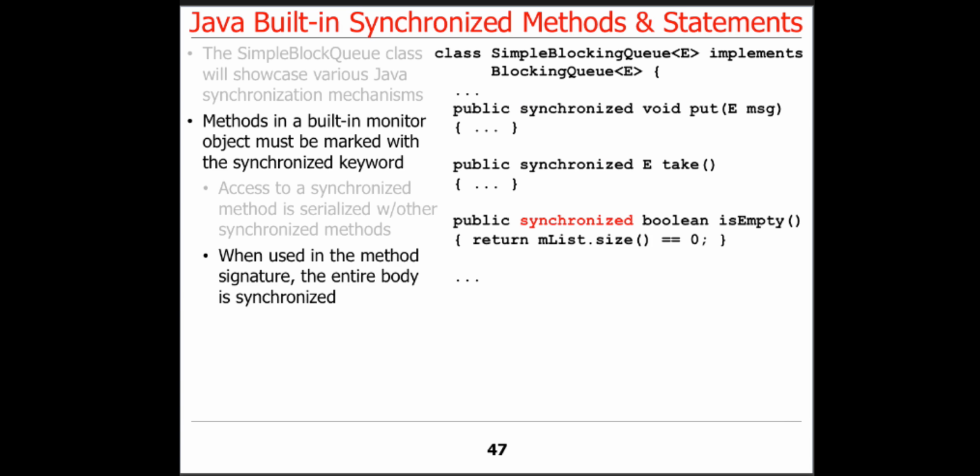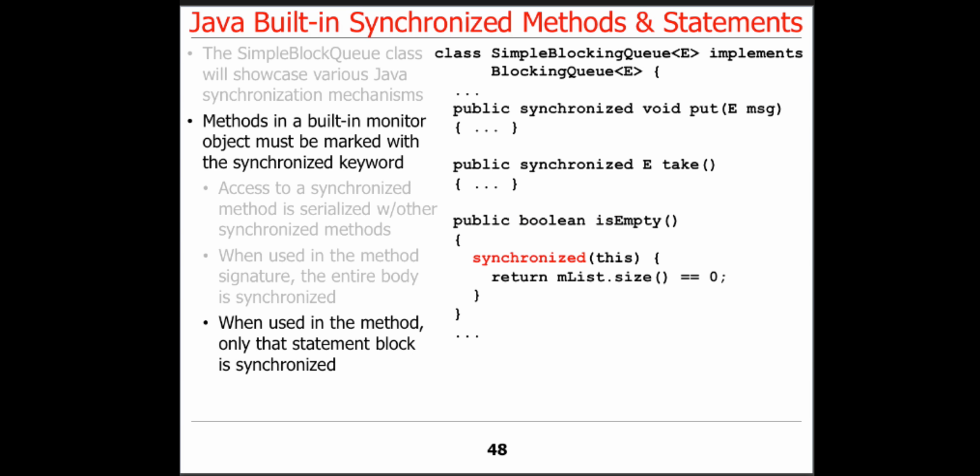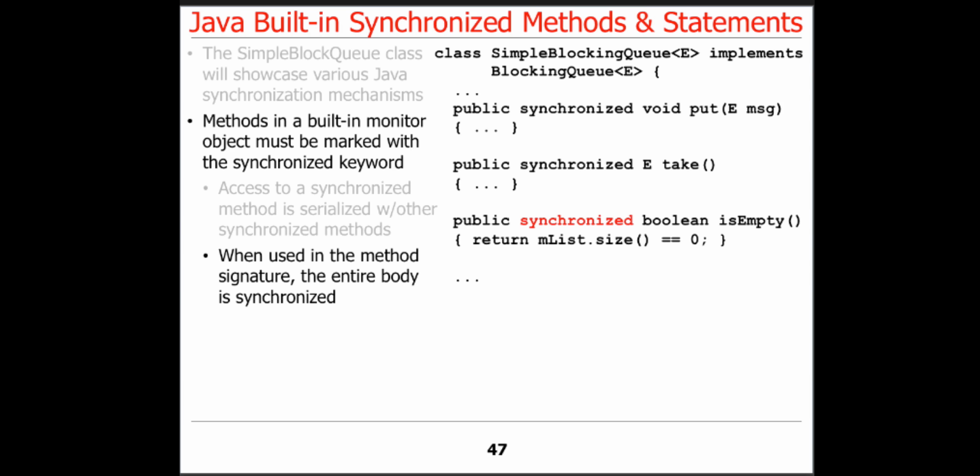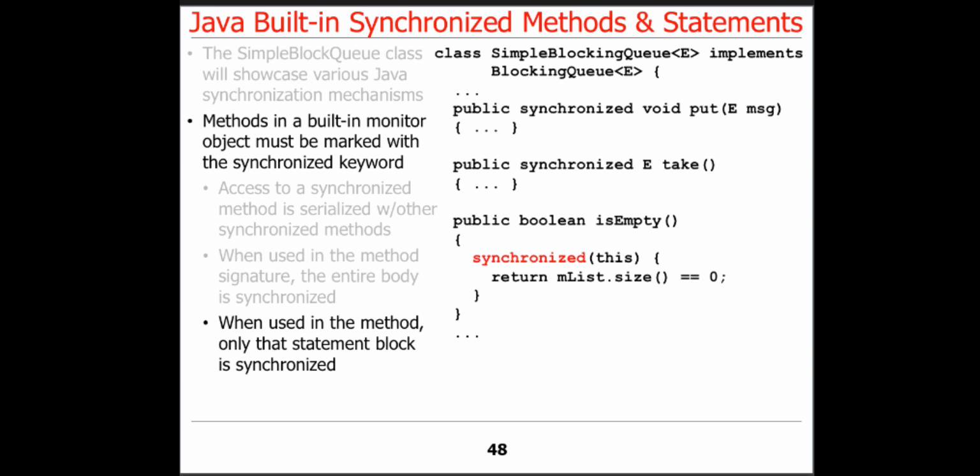So when you use the keyword synchronized in the method signature, the entire body is synchronized. This is a good example: isEmpty checks to see if the list is 0 sized, and that whole thing is synchronized. You can also have what are called synchronized statements. And that means that just the block is synchronized. Now, in this particular case, the entire method is one synchronized block, which is basically the same as this, except the synchronized keyword is not appearing in the signature.